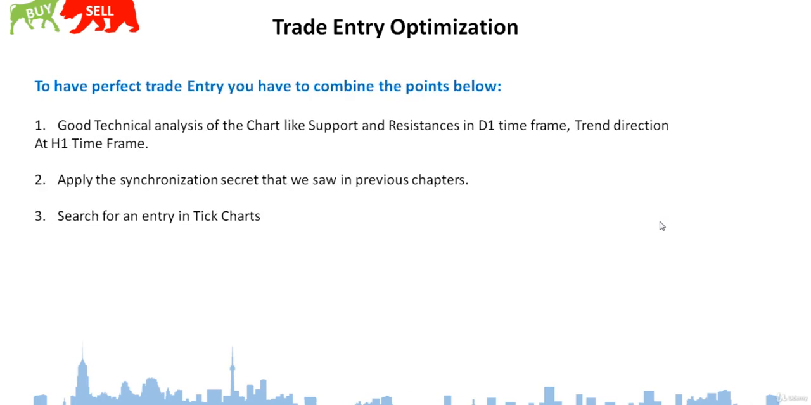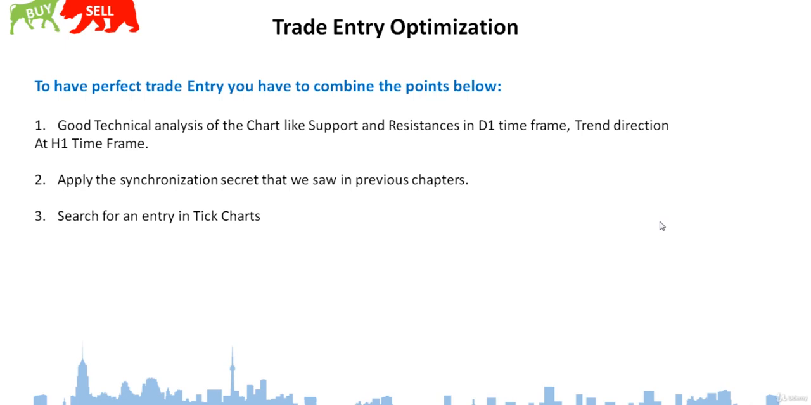Trade entry optimization. To have perfect trade entry, you have to combine the points below. Good technical analysis of the chart, like support and resistances in daily time frame, trend direction at H1 time frame, and also confirm if it's trending at M50 or it's ranging or correcting. In my case, I prefer the trending markets.